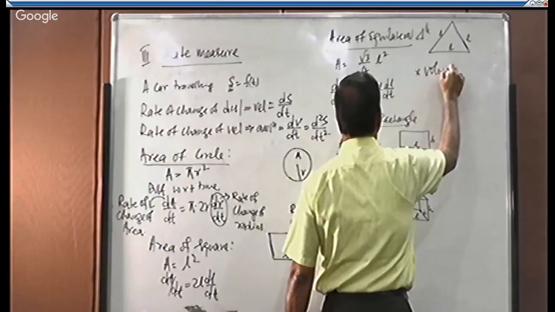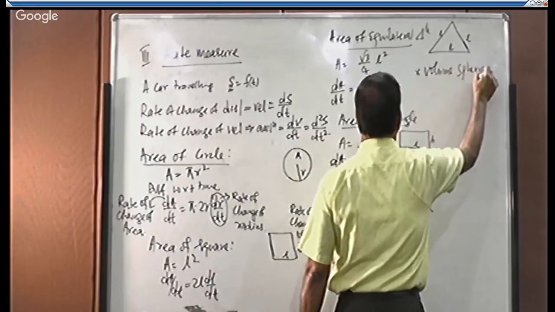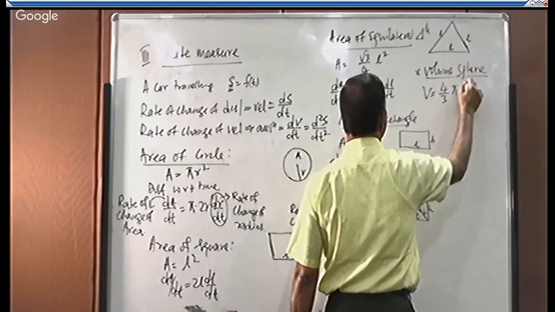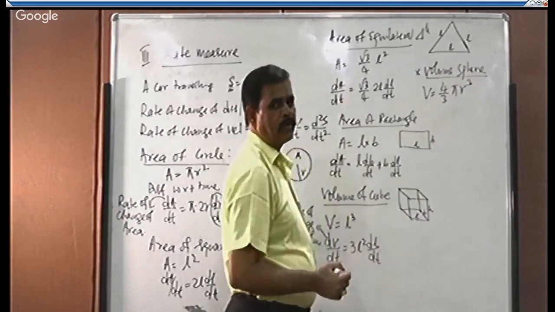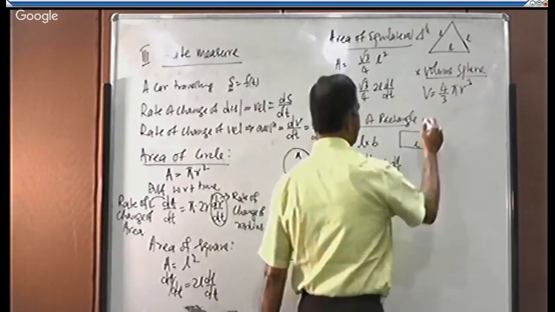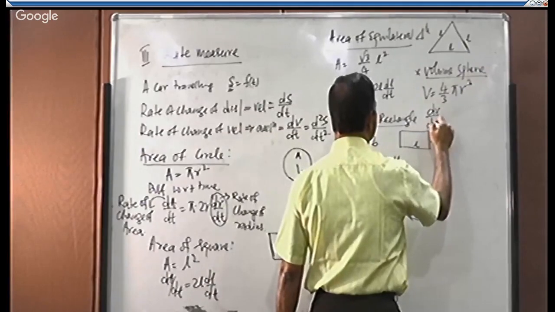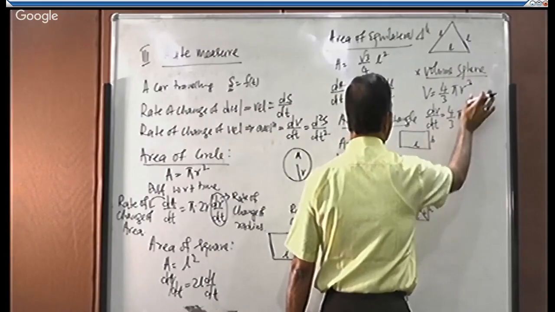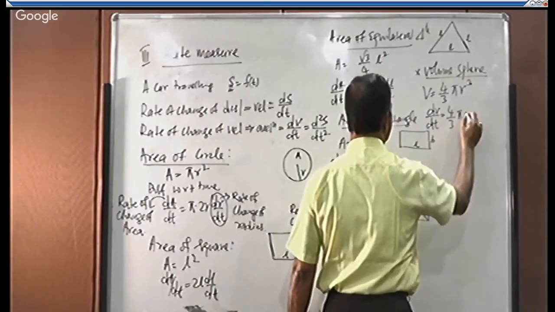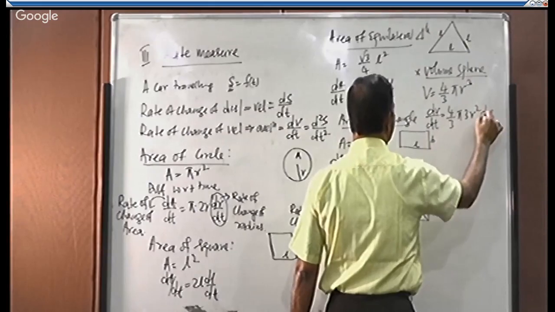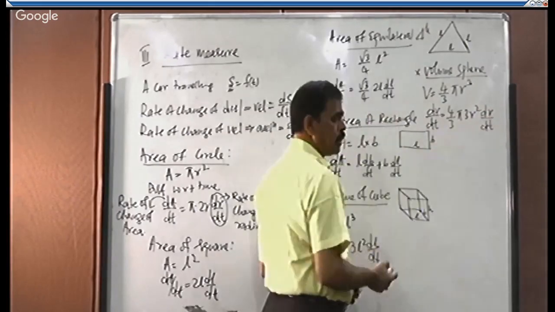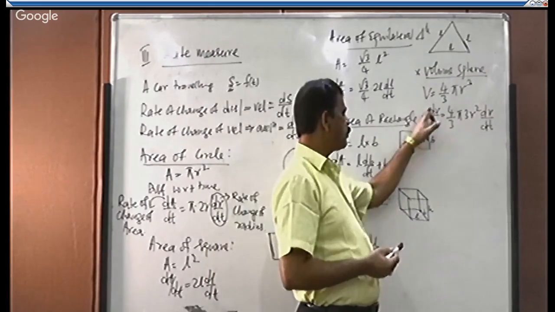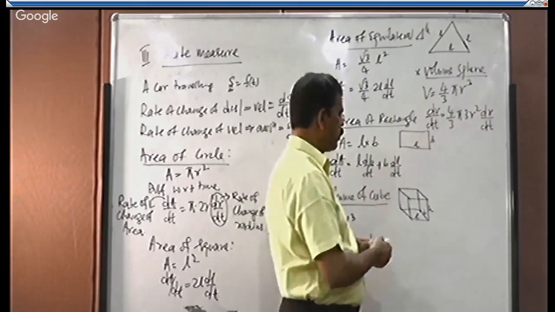Volume of sphere. As we know, volume is equal to 4 by 3 pi r cube. Volume of sphere is what? V is equal to 4 by 3 pi r cube. Differentiate it. dV by dt is equal to 4 by 3 pi into the differentiation of r cube, which is 3r square into dr by dt. Here also dr by dt is rate of change of radius, and dV by dt is rate of change of volume.